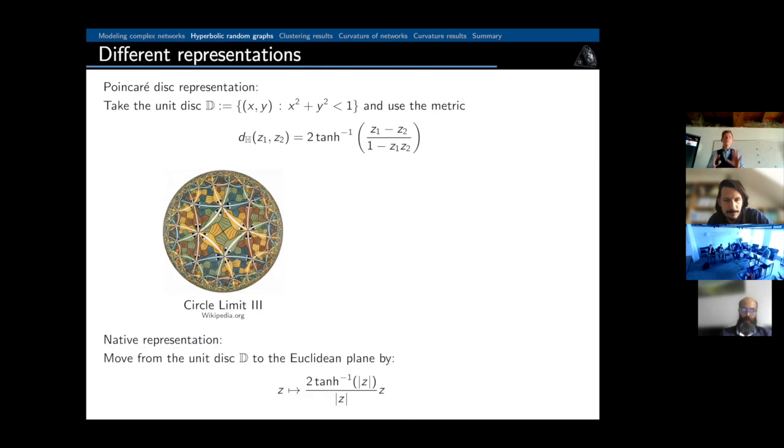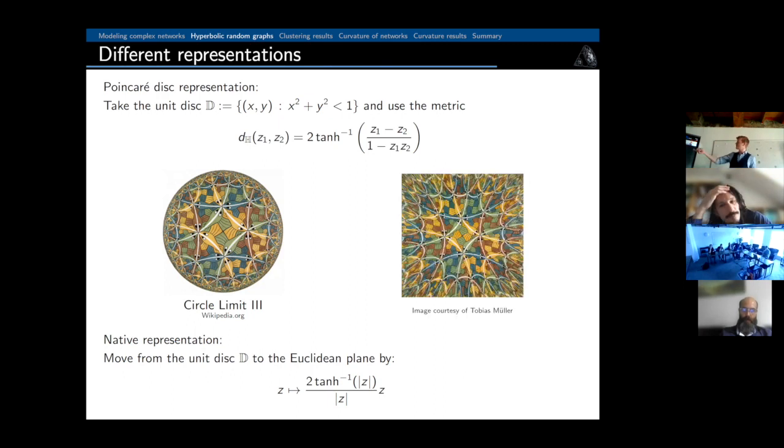Now, often it's easier, for this model, to use, instead of the Poincaré representation, what is called the native representation. That's basically expanding this to the Euclidean plane. We're doing this transformation at the bottom here. If you do it, for instance, on this Circle Limit, this is a finite slice, of course, since I can't draw the entire Euclidean plane here. And this is the representation that we're going to use.